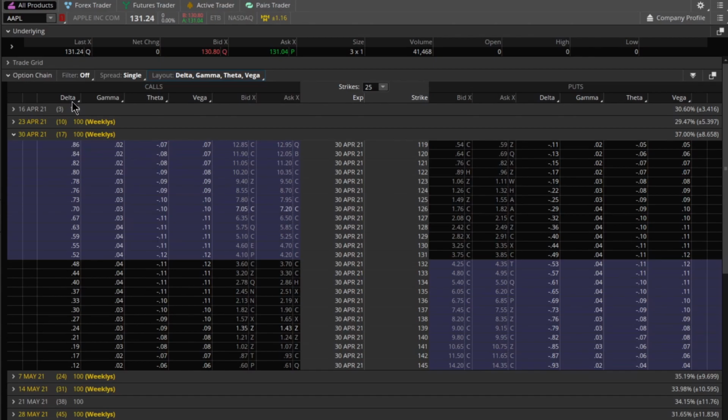Remember that the value of delta can also be thought of as the probability of the option closing in the money. For calls, in the money means the stock will be at least 1 cent above the strike price at expiration. So in this case, $132.01. Since delta is 0.48, you can think of this call option having a 48% chance of being in the money at expiration. Options that are currently in the money have a higher delta, and options that are out of the money have a lower delta. You can see that this is true for both calls and puts.